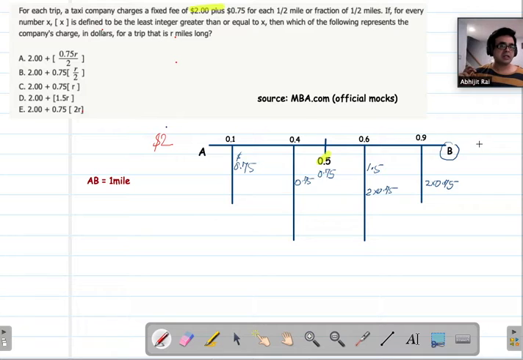After this point, you will get another $0.75 because you will be beyond 1 mile. So basically, this is what it means when it says for each half mile or even a fraction of half miles, you get charged $0.75. Anywhere between here and here, you will pay $0.75. Here and here, you will pay the first $0.75 and then another $0.75. So we have actually broken down the problem and what it's telling us, and we have written down our expectation of the fare. Our expectation of the fare is $2 plus 0.75 between A and 0.5, and $2 plus 2 multiplied by 0.75 between 0.5 and B.